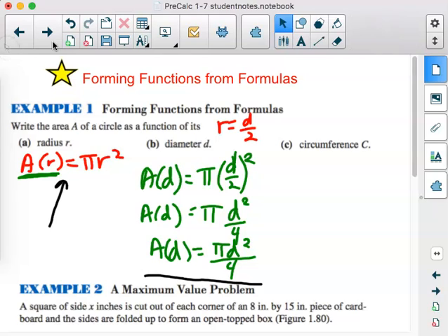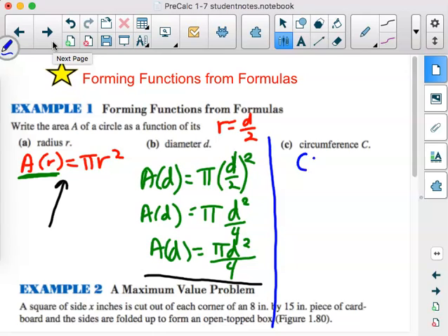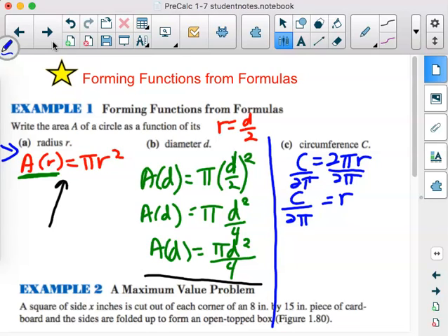And in this last one it says, now we're going to give you the circumference. So I think, all right, circumference equals 2 pi r. So if I can get r by itself, then I would have c, and I could put that back into my area formula. So if I divide both sides by 2 pi, r equals c over 2 pi. And now I go back to my red formula, and I substitute r with c over 2 pi.